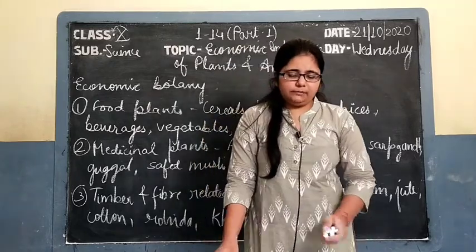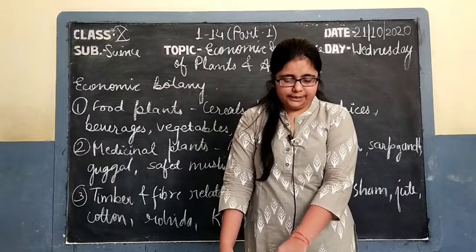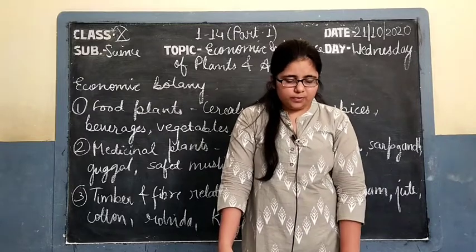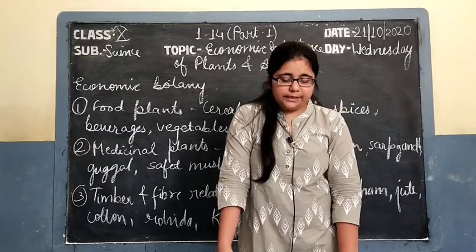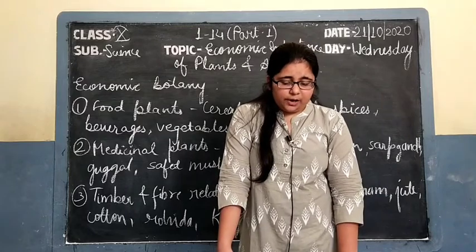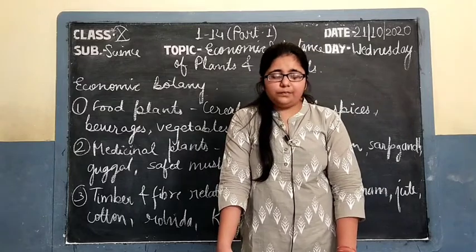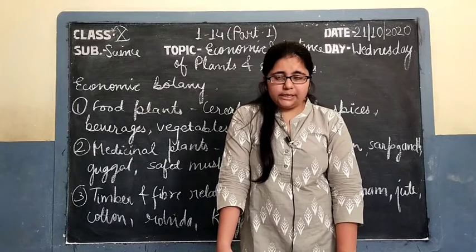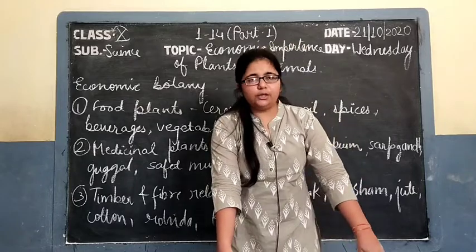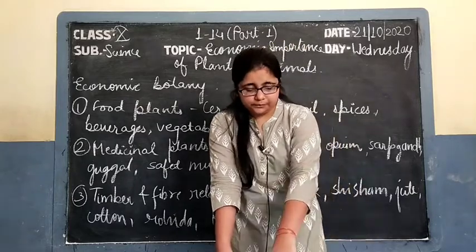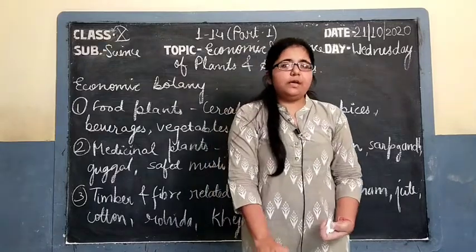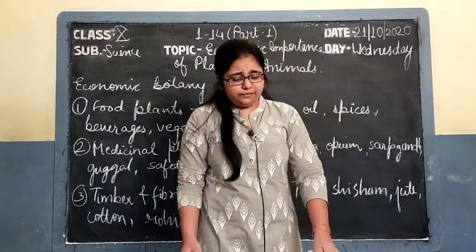Then timber yielding, first of all teak, that is Tectona grandis. Sal, that is Shorea robusta. Shisham, that is Dalbergia sissoo. Rohida or marwar teak, that is Tecomella undulata, and khejdi, that is Prosopis cineraria, and deodar, that is Cedrus deodara. So these are the plants which are used for making furniture.